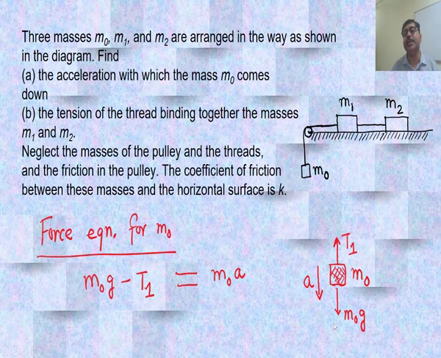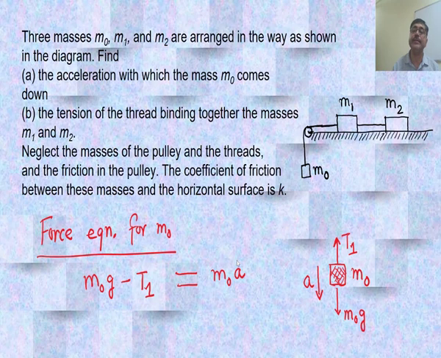Now you can easily check the force balance. m0g has to be larger such that it moves downward. So our force equation is m0g minus T1, since T1 is preventing motion downward. So m0g minus T1 is equal to m0a. On the right hand side, I have written the effective force on the mass.